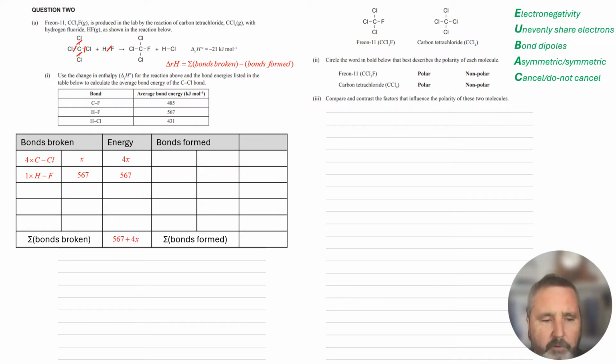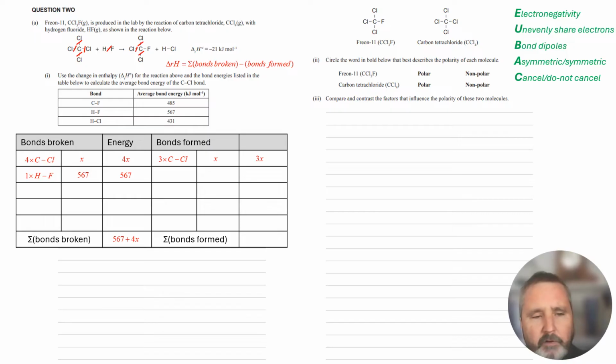So we've got 567 plus 4x. X is the unknown energy that we need to find out. So now I'm going to go to the right-hand side of our equation, and I'm going to work out what bonds were formed. So here we have formed 1, 2, 3 carbon to chlorine bonds. That's the unknown bond, so it's equal to X, and there are 3 of them, so we're going to write 3X.